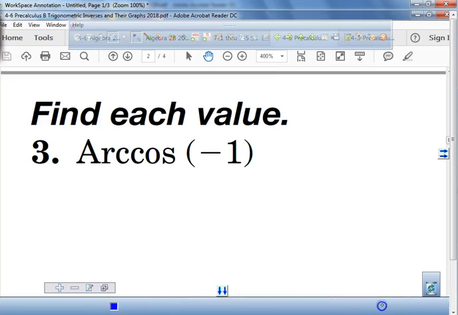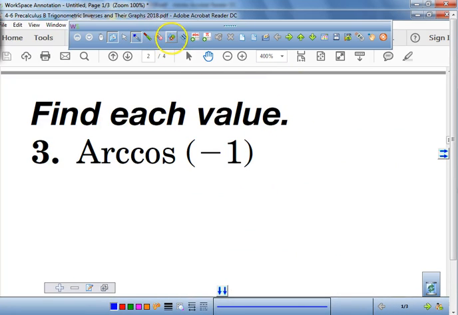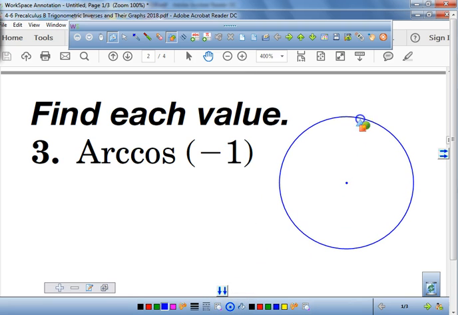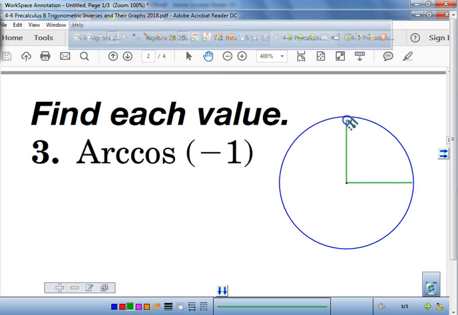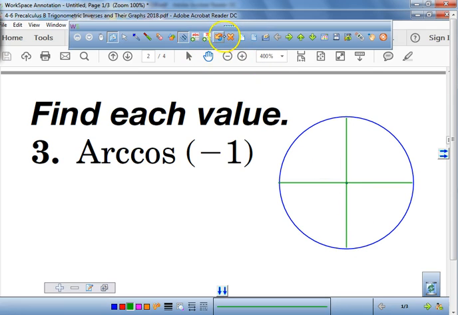All right, let me go back to this one right here. The very first thing that I would like you to do is draw a unit circle. You're going to draw a unit circle. When you draw a unit circle, there's certain parts that you just need to be aware of. So we're just going to label certain things.